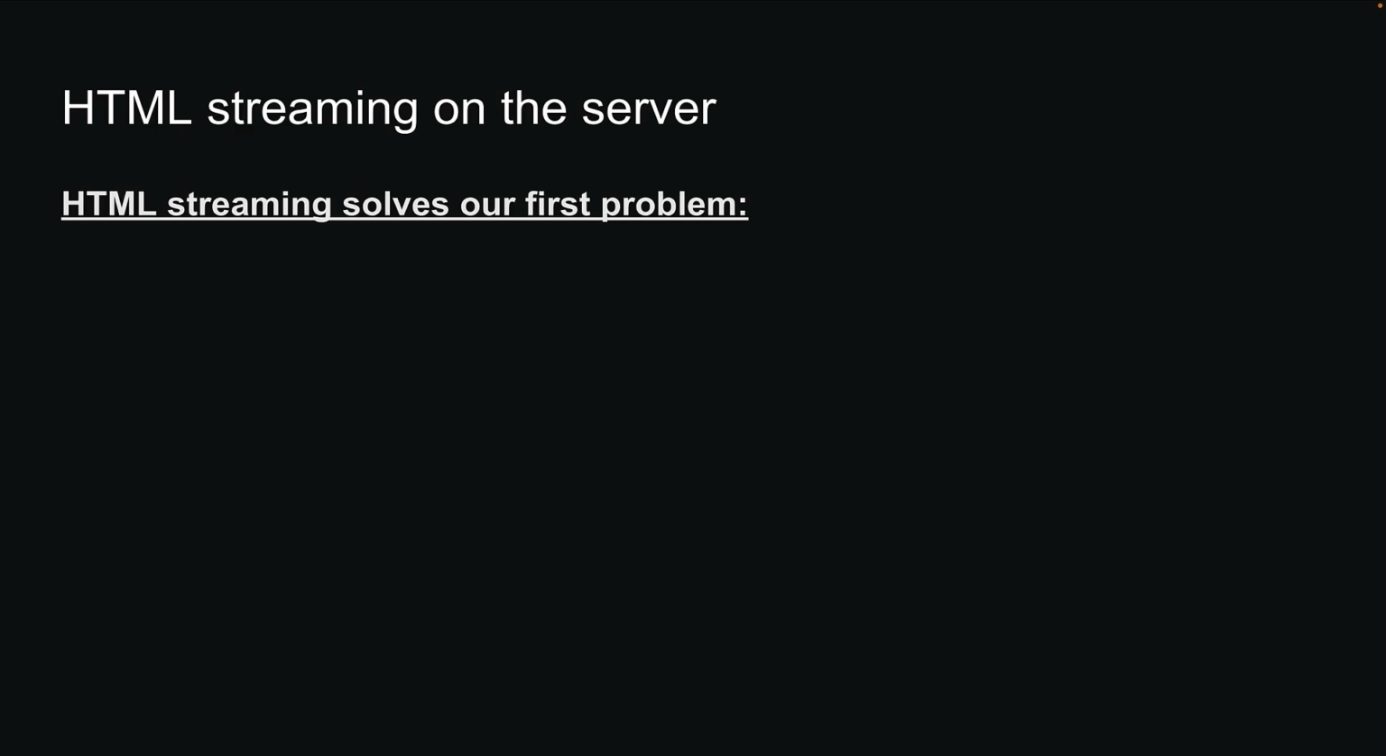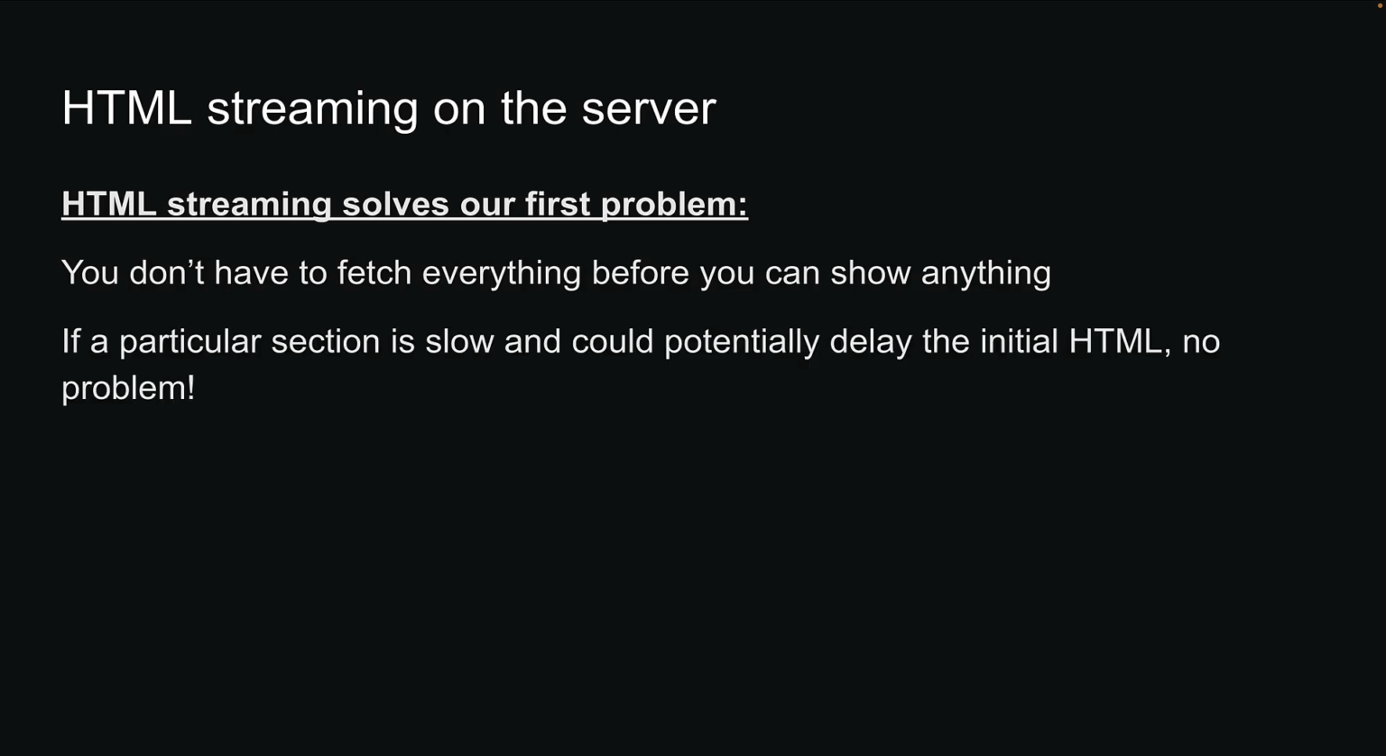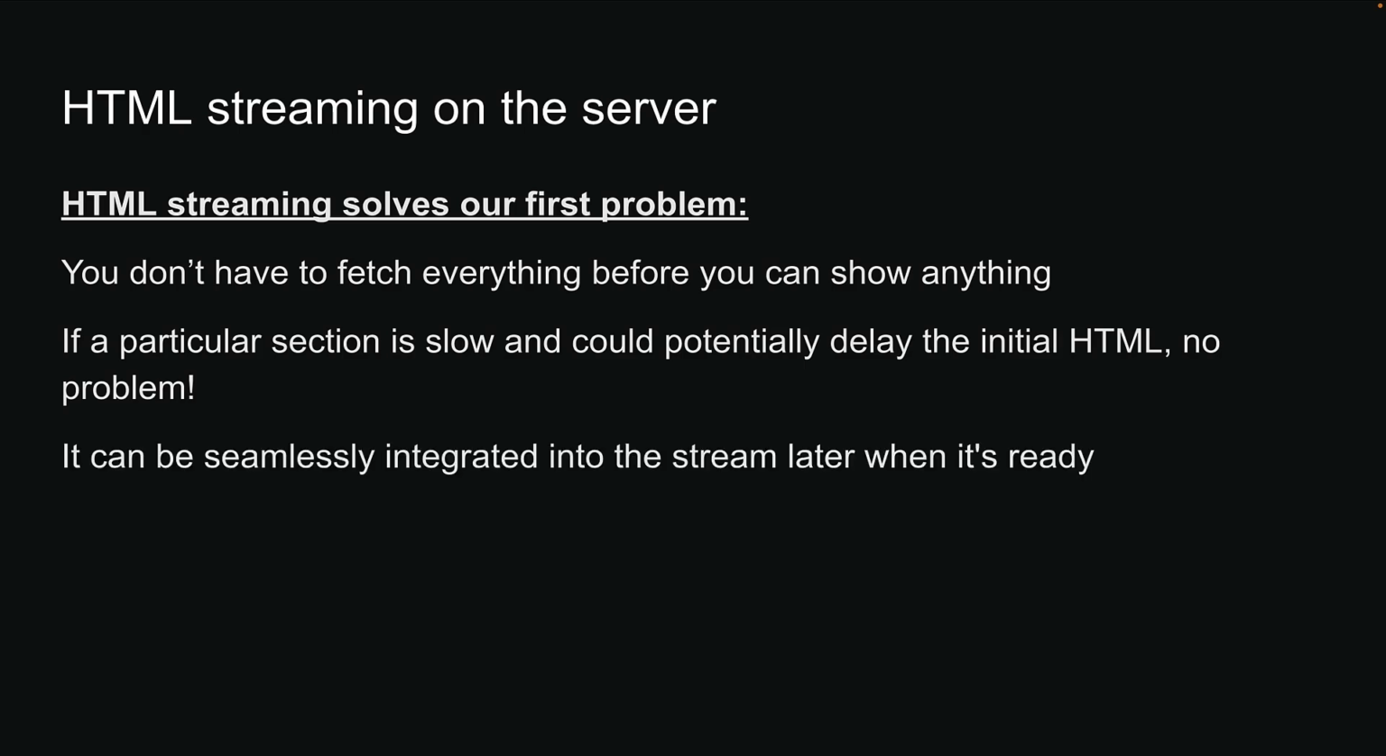This solves our first problem. You don't have to fetch everything before you can show anything. If a particular section is slow and could potentially delay the initial HTML, no problem. It can be seamlessly integrated into the stream later when it is ready. This is the essence of how Suspense facilitates server-side HTML streaming.